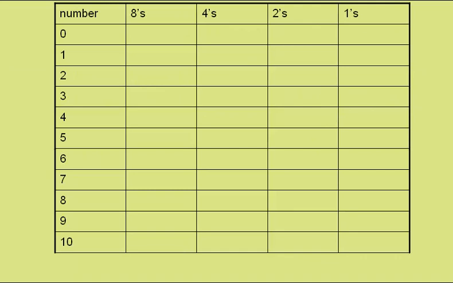Completing this table for the binary numbers from 0 to 10, we find that 0 would be given by no 8's, no 4's, no 2's, and no 1's. Number 1 would be given by no 8's, no 4's, no 2's, and 1-1. Number 2 by no 8's, no 4's, 1-2, and no 1's. Number 3 by no 8's, no 4's, 1-2, and 1-1. So 2 plus 1 equals 3, and we could write the number 3 as just 0, 0, 1, 1.